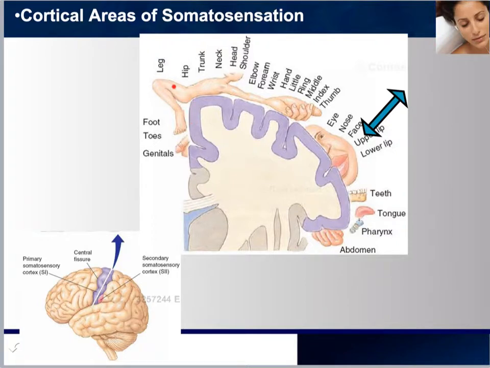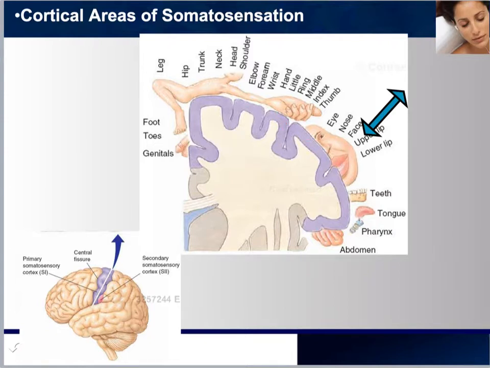From there you see that the leg, regardless of its large size along with the hip and trunk, only occupies a small part of the cortical area of somatosensation. Then we get to the elbow, forearm, and wrist, and when we get to the hand, notice how the hand occupies a very large part of our cortical area. This is because of dexterity. The neural fibers carrying more functional information, such as from a hand, which you can do so many things with, require a lot more cortical area.